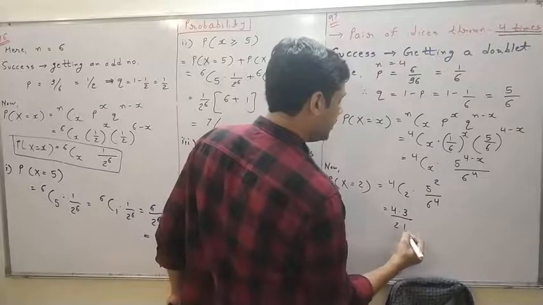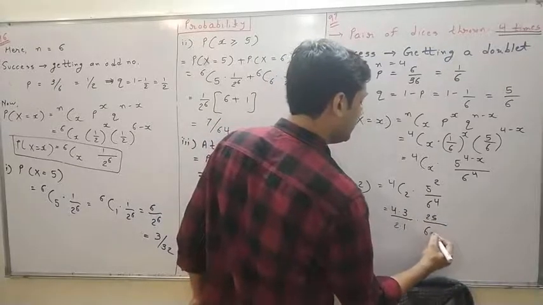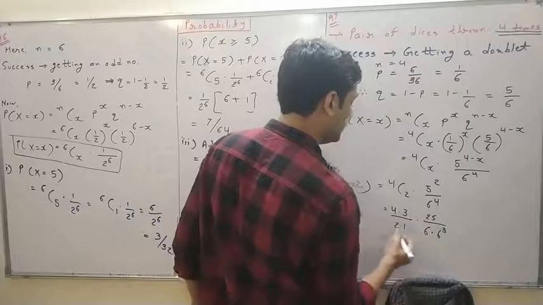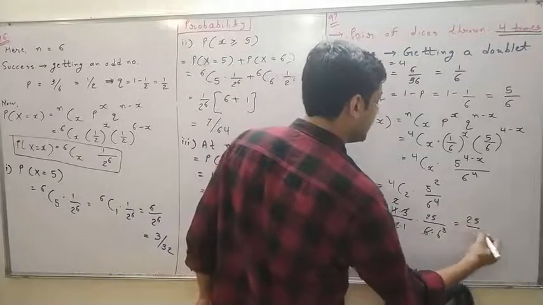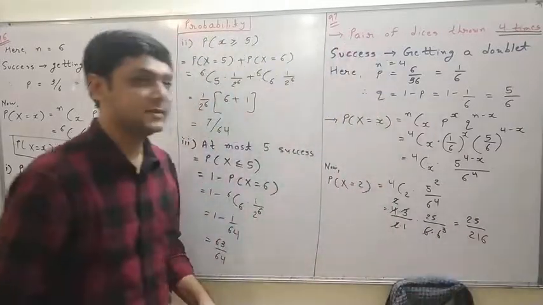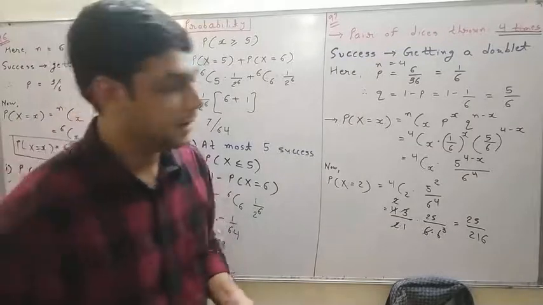So that is 4C2 into 5 raised to 4 minus 2, which is 2, upon 6 raised to 4. 4C2 is 4 into 3 upon 2 into 1. 5 square is 25. 6 into 6 cube. 2 2s are 4, 3 2s are 6. So the answer is 25 upon 216. Next question.